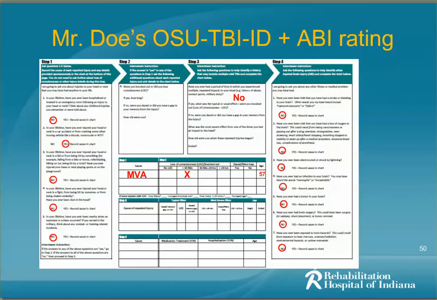So for step 4, I'm going to ask you about any other illness or medical problem you have had. Have you ever been told that you've had a stroke or bleeding in your brain? Other words you may have heard include ruptured aneurysm or infarct. No. Okay. So you guys can see how fast this form can go, even if someone does report a significant injury.